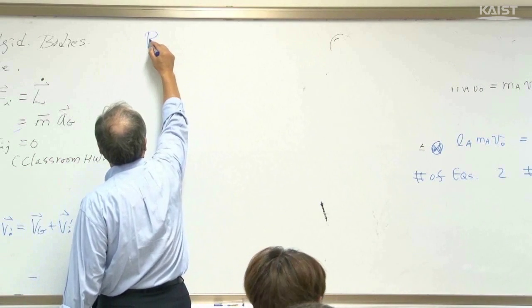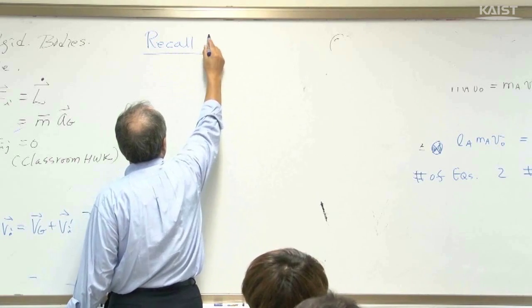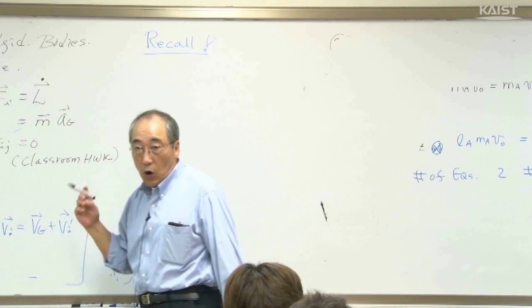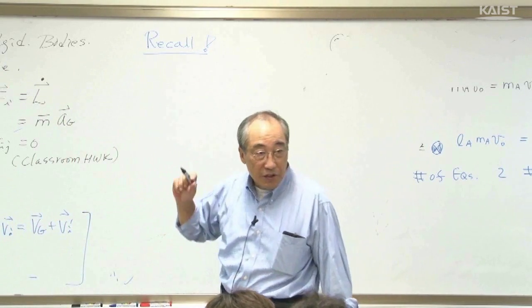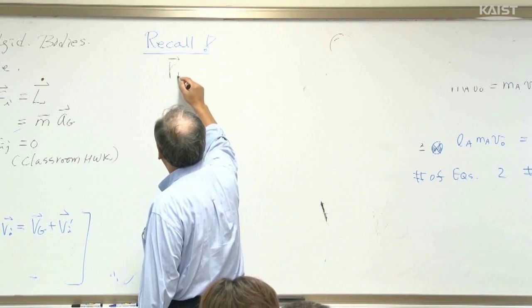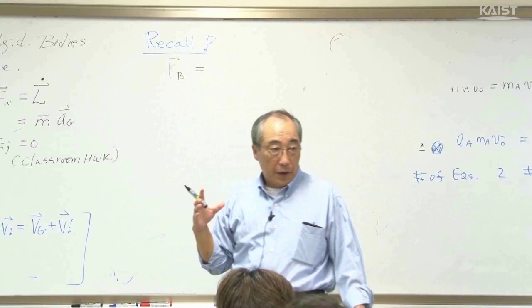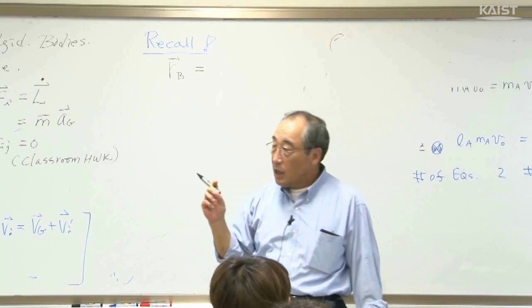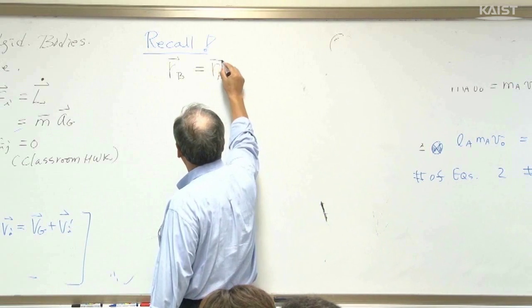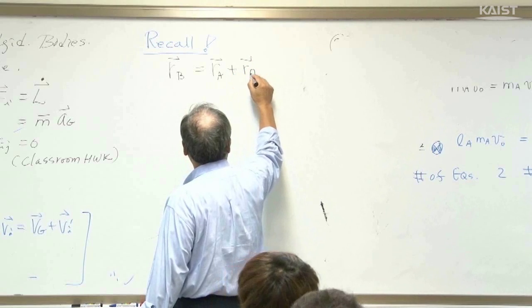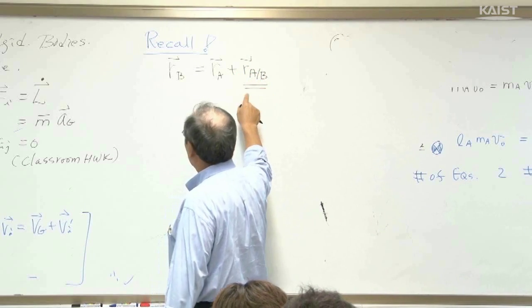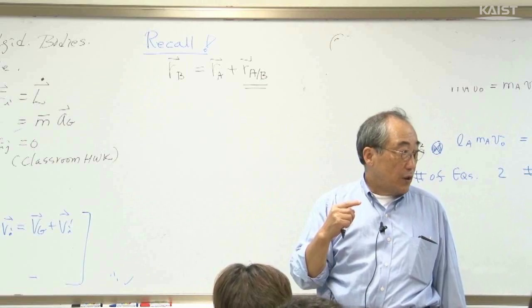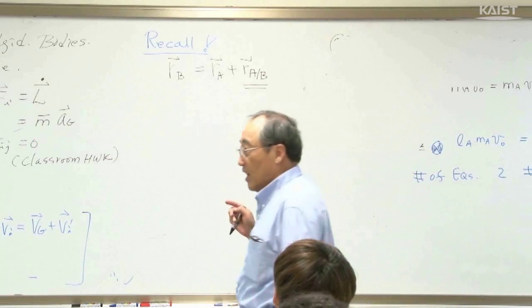Okay, recall first. This whole business is associated with this expression. The position vector RB, I mean, there is a certain position that expresses the position of B, is equal to RA plus RAB. And this is the position that is measured with respect to point A. And that's easy. That's very straightforward.